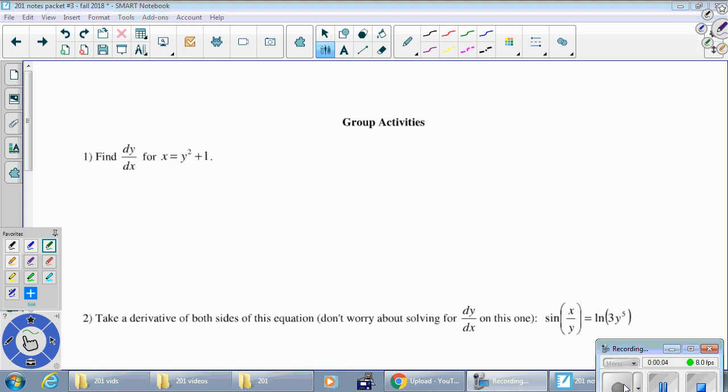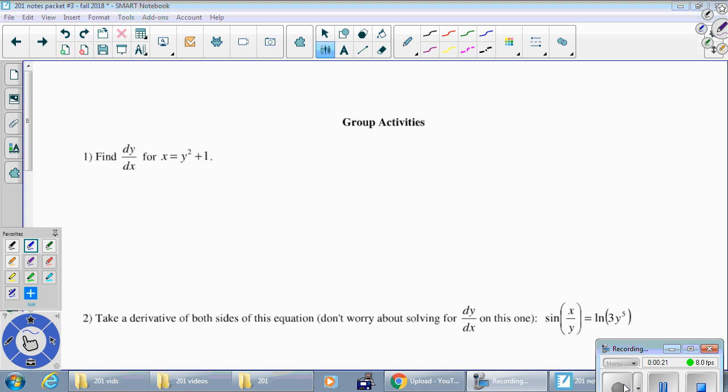Lesson 26, activities. We're going to find dy/dx for this particular function. In this case, it's actually not hard to solve for y, and then you can just do your normal derivative calculation. But that particular derivative would involve taking the derivative of a big square root. So you'd have a chain rule.